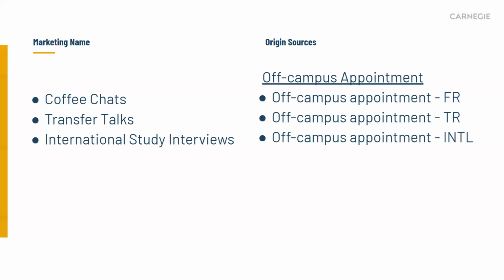I would recommend instead giving them a summary that calls it exactly what it is in straightforward language. A coffee chat is an off-campus appointment for freshmen. A transfer talk is an off-campus appointment for transfer students, and international study interviews are off-campus appointments for international students. This way, if you down the road discover that the 18-year-olds in your region no longer like coffee, they're all about tea, and you change the name of coffee chats to tea times, your origin source summary still makes sense. It's still an off-campus appointment for freshmen.